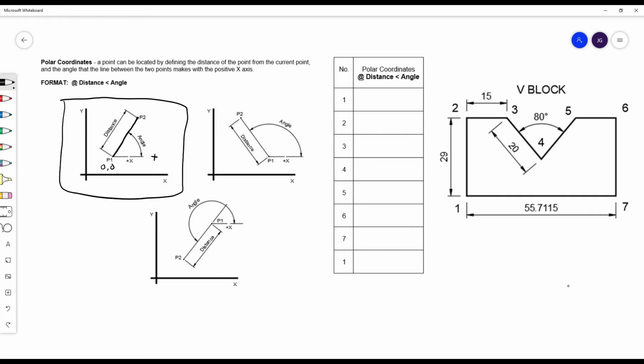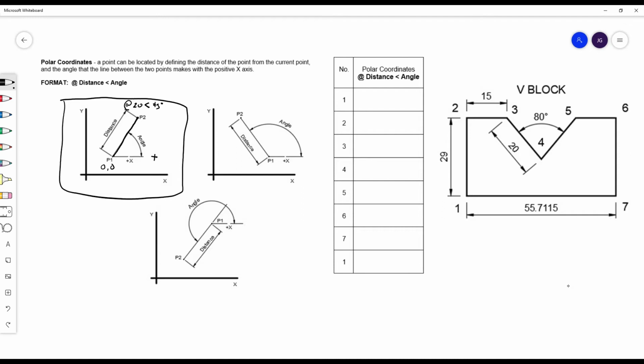And the format for that is we need the relative sign and the distance. For example, we have 20, the greater than sign, and, for example, a 45-degree angle. Okay, that is for the first figure.